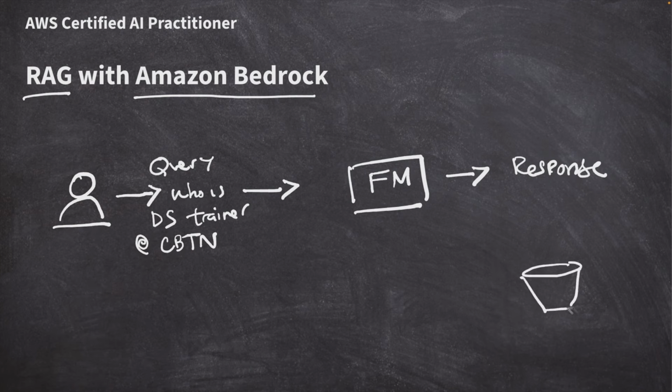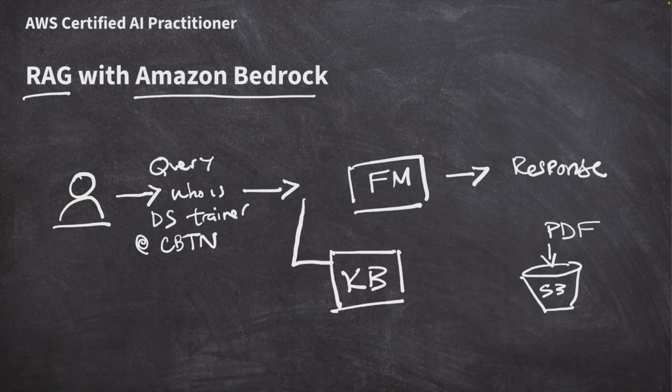So first we drop in a PDF into this S3 bucket. So what happens is that the knowledge base will take this prompt, and let's say KB for knowledge base. And this knowledge base behind the scenes uses a vector database. I'm just going to say vector DB.